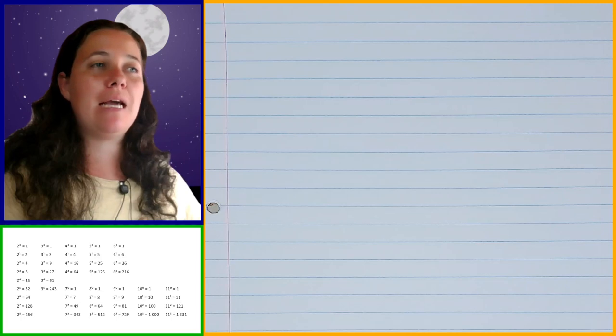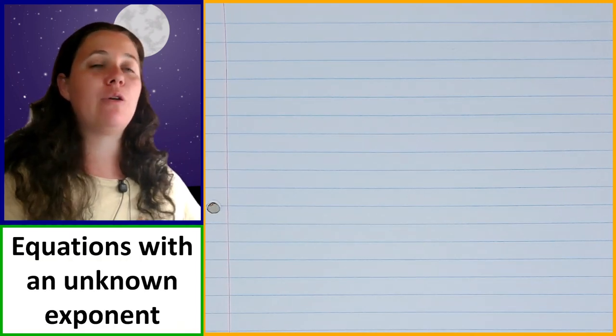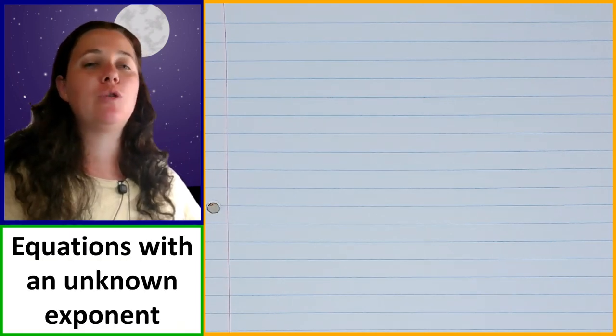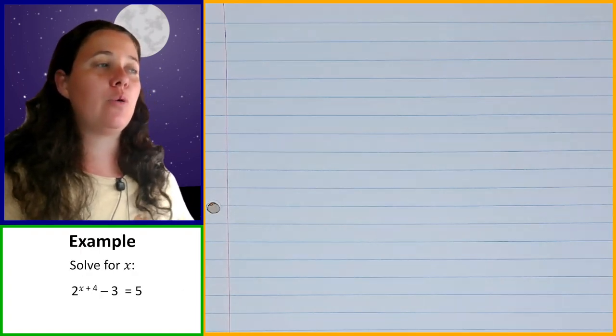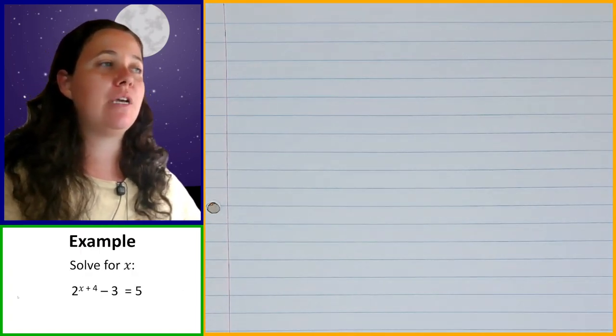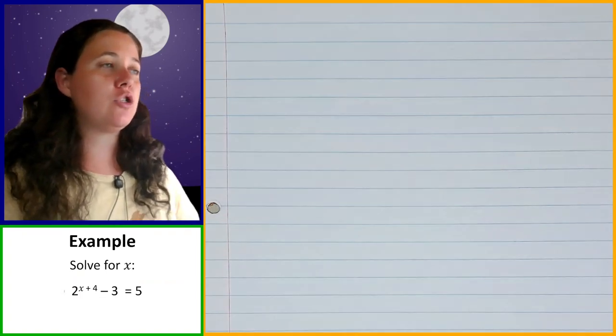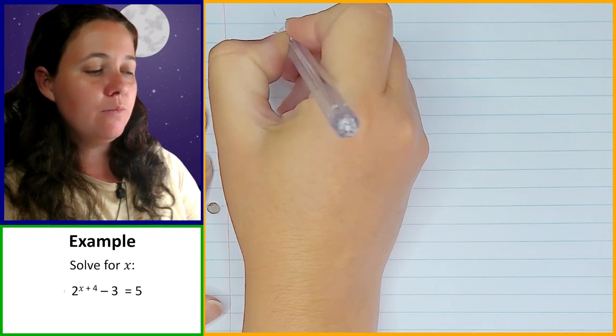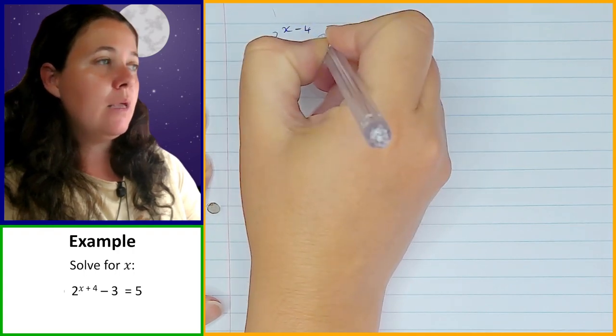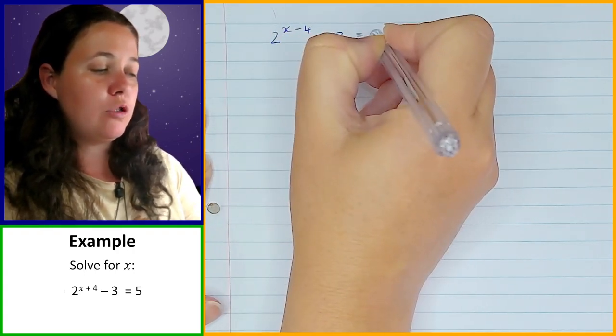Let's have a look at our first type of equation we're going to be doing, which is equations which have an unknown exponent. Here's an example of an equation with an unknown exponent. You can see in my equation, I've got 2 to the power of x minus 4, minus 3, equal to 5.